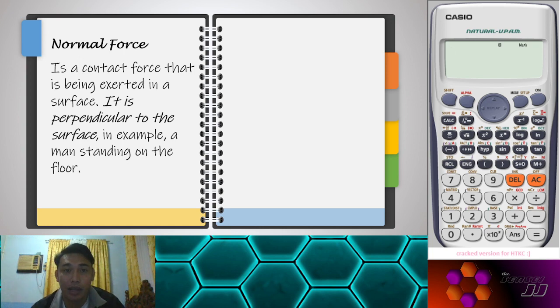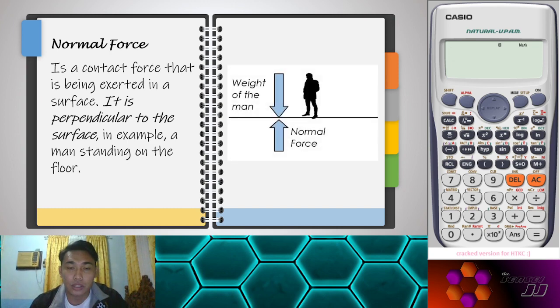An example is a man standing on a floor. The weight of the man goes downwards because he is greatly affected by gravity. The normal force is the force that acts against the weight of the man, and it is perpendicular to where the man is standing. Whether you stand or not, the ground gives off the same force that you exert.